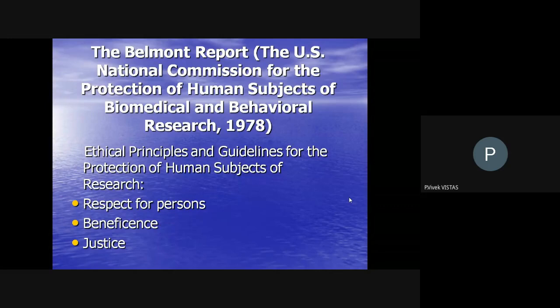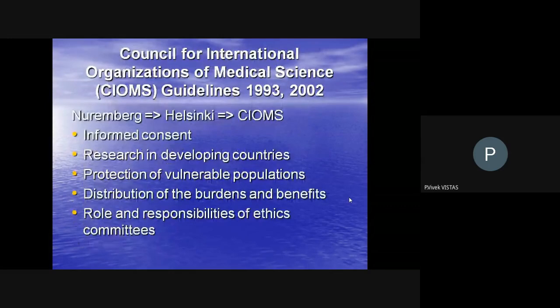So next is Council for International Organization of Medical Sciences, CIOMS guidelines. It was established in 1993 and 2002. Earlier it started with Nuremberg and Helsinki, and now it is CIOMS. So what are the guidelines given in CIOMS? Informed consent. The consent should be informed with all the relevant information.